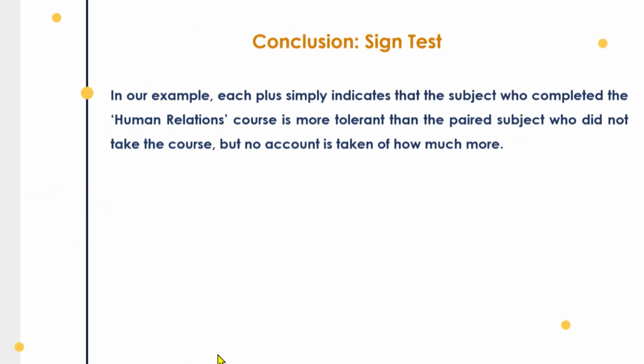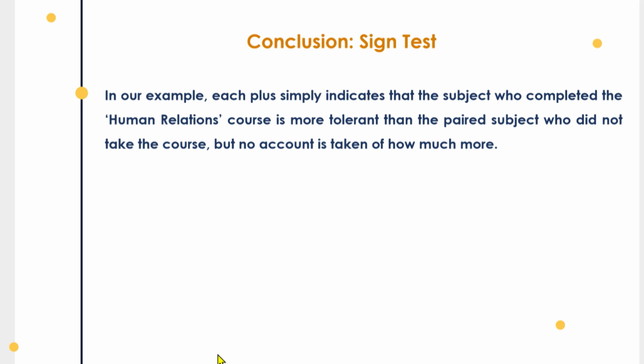So, conclusion. How to make a conclusion for this problem? In our example, each plus simply indicates that the subject who completed the human relation course is more tolerant than the paired subject who did not take the course. It means the people who take that particular human relation course have a higher tolerance level compared to the people who do not take the course. But no account is taken of how much it has improved, that we do not know. We are just telling whether it has an effect or not.